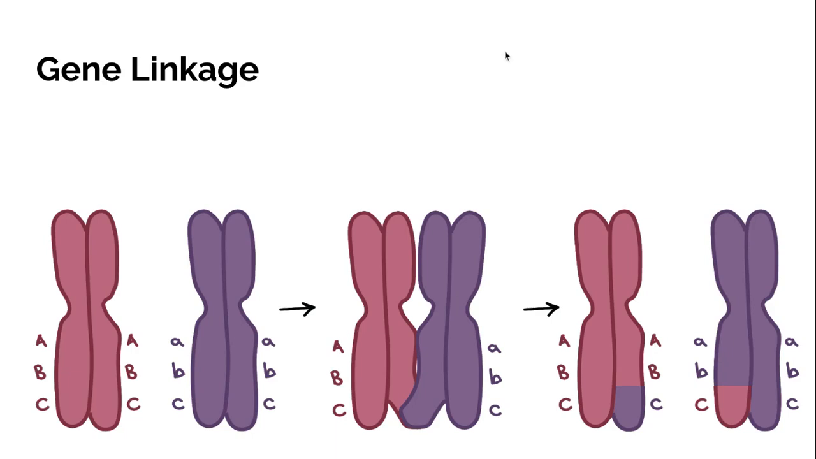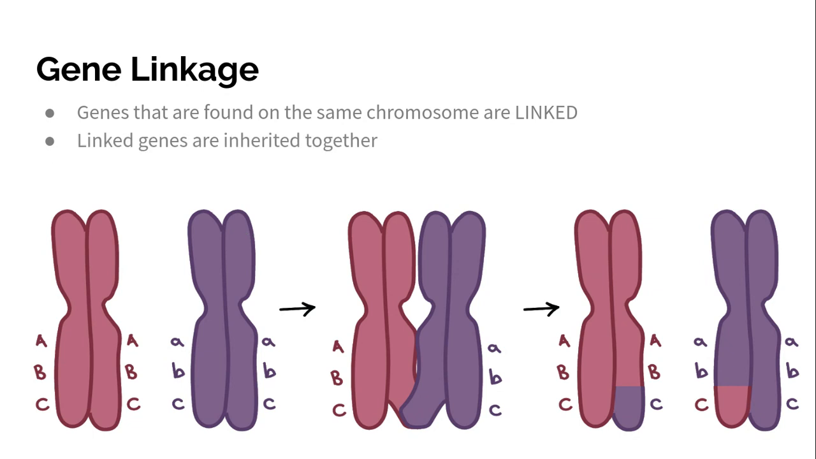So to start, we are going to talk about something called gene linkage. Genes that are found on the same chromosomes are known as linked. If you look at all the different examples we have here, you'll notice that these two sister chromatids share the same genes on either side. And all the genes on one chromosome, A, B, C, are considered linked. Linked genes are usually inherited together.